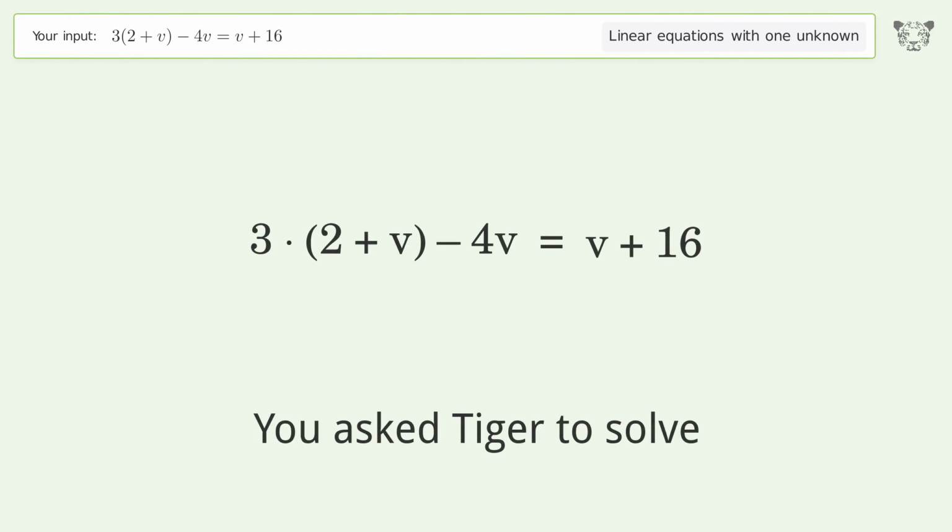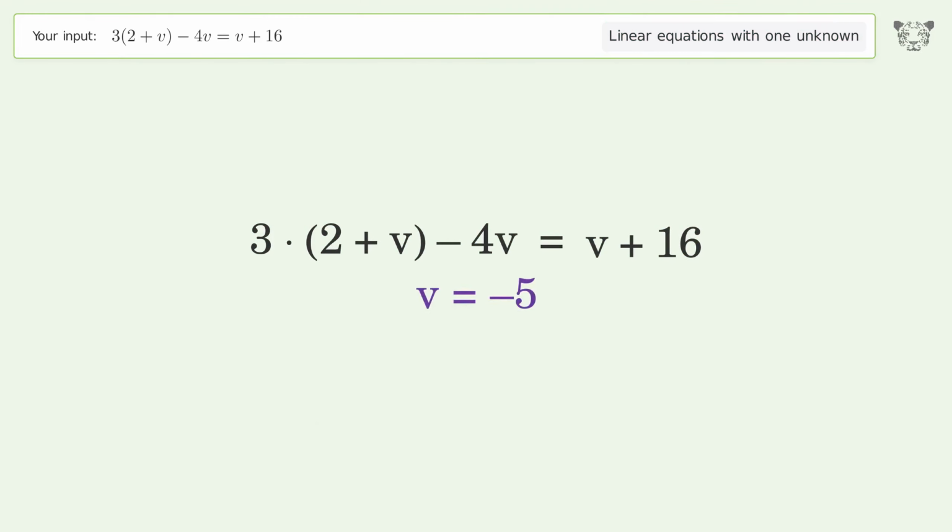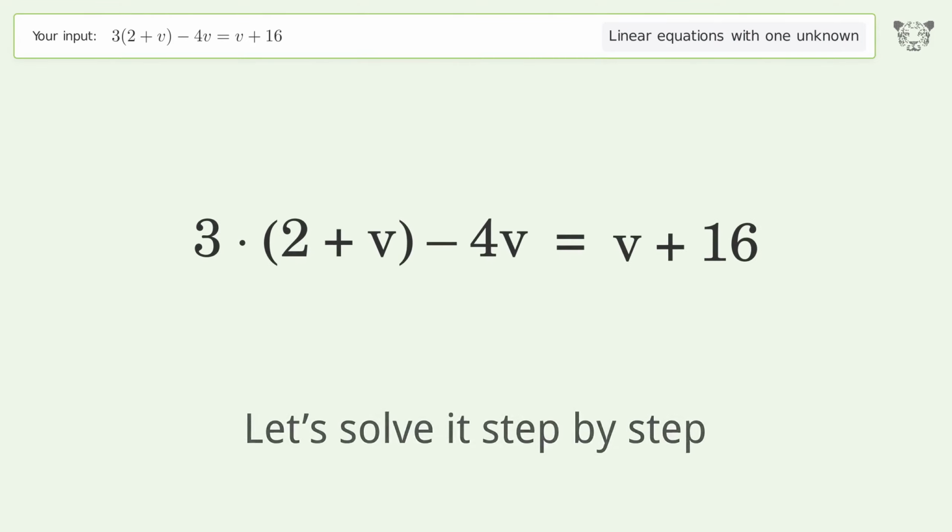You ask Tiger to solve this. This deals with linear equations with one unknown. The final result is v equals -5. Let's solve it step by step.